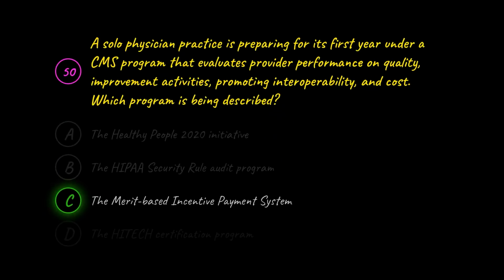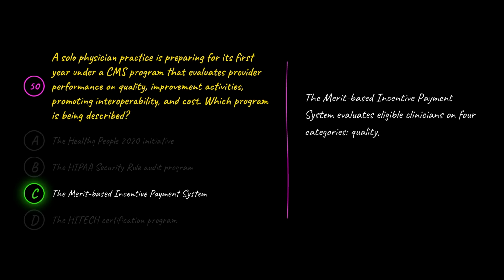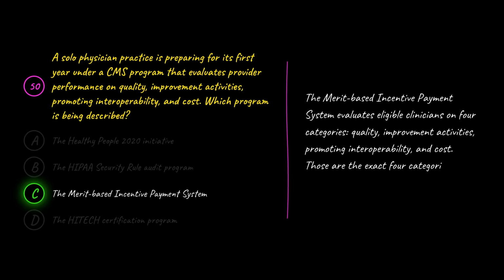The correct answer is C. The Merit-Based Incentive Payment System. C is correct because the Merit-Based Incentive Payment System evaluates eligible clinicians on 4 categories: quality, improvement activities, promoting interoperability, and cost. Those are the exact 4 categories CMS uses in MIPS.